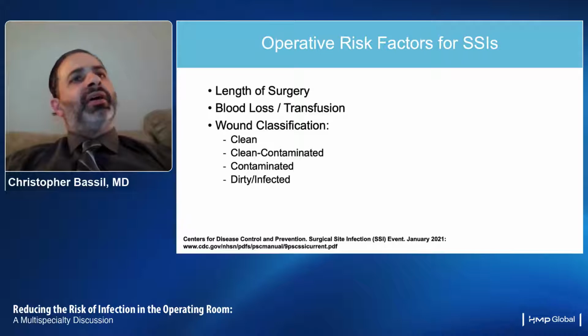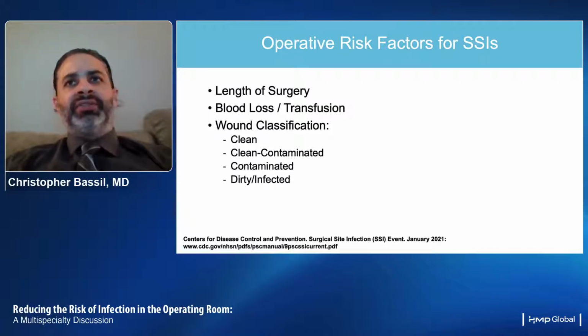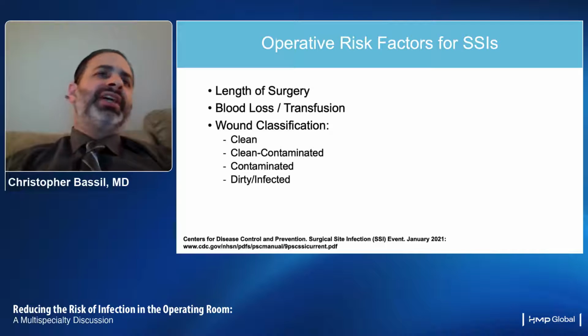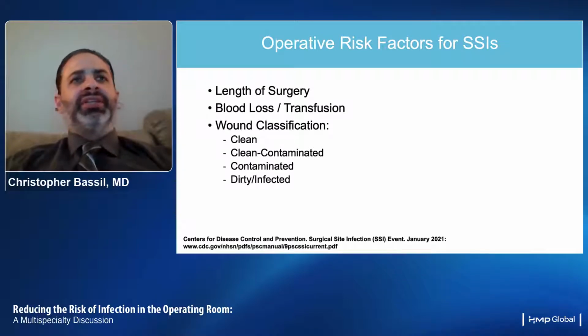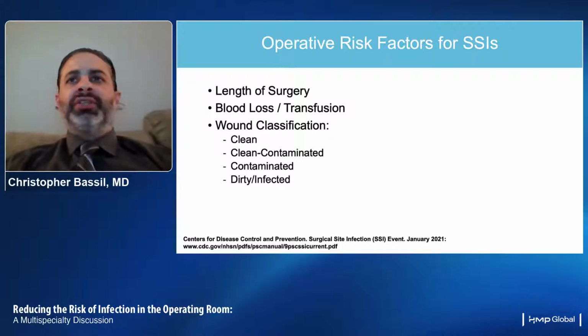And then operative risk factors for surgical site infections also include the length of the surgery, the amount of blood loss, if a blood transfusion is delivered, and also the type of wound that we see, just clean versus contaminated versus dirty infected. And these usually correspond to the spaces that we're operating on.